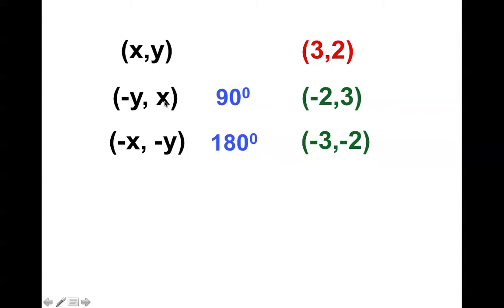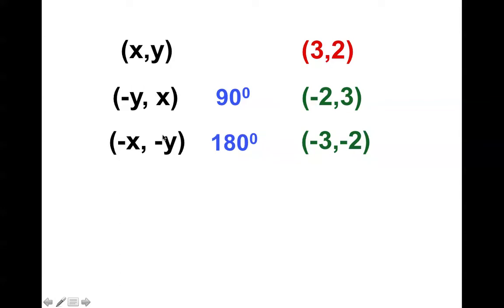What was in the y coordinate spot got moved to the x coordinate spot. What was in the x coordinate spot got moved to the y coordinate spot. And you notice how when it gets moved to the x coordinate spot, it becomes negative. I went from y to -y, I went from x to -x. I went from x to x, I went from -y to -y.